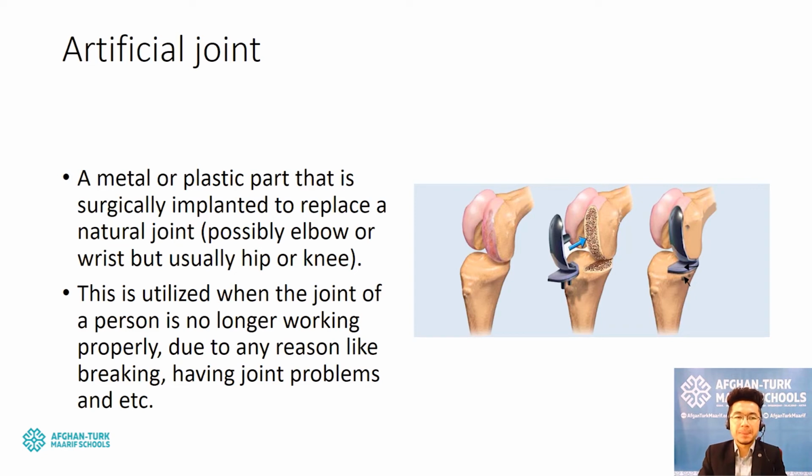Artificial joints. Implanting and replacing a person's natural joint with a metal or plastic joint is called an artificial joint. This kind of therapy is used when a person's natural joint is no longer working, or no longer working properly. So they replace these joints in order to make the person move again.